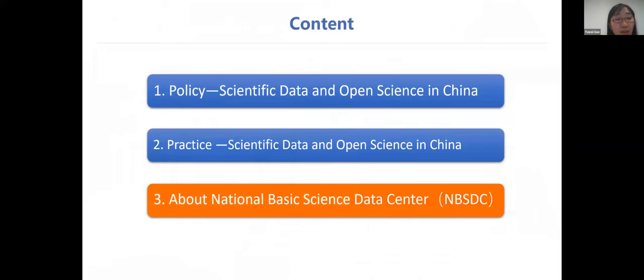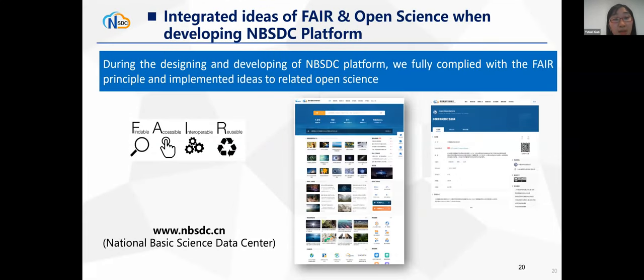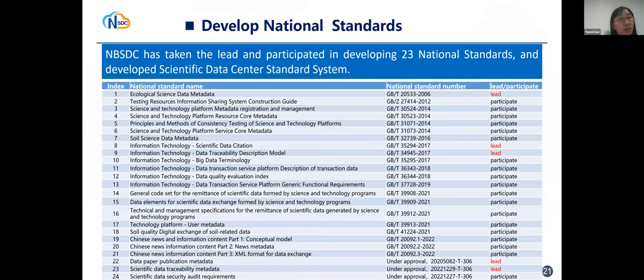The second point, I want to share some work about the National Basic Science Data Center. During the design and development of the NBSDC platform, we fully complied with the FAIR principles and implemented ideas related to open science, such as including the data policy and PID. Also, NBSDC has taken the lead and participated in developing 23 national standards and developed a scientific data center standard system. This is all the list.